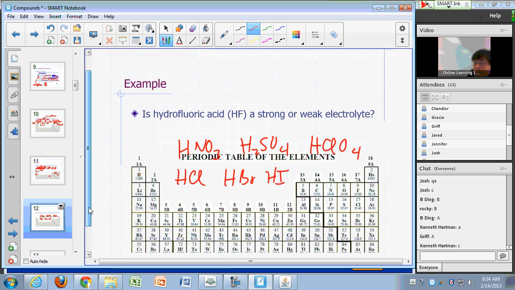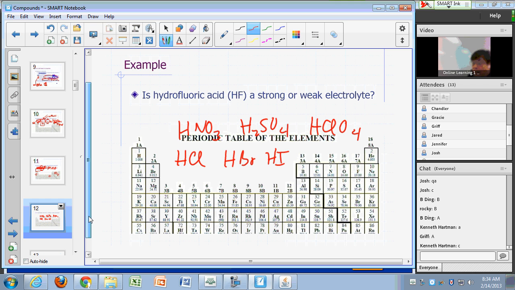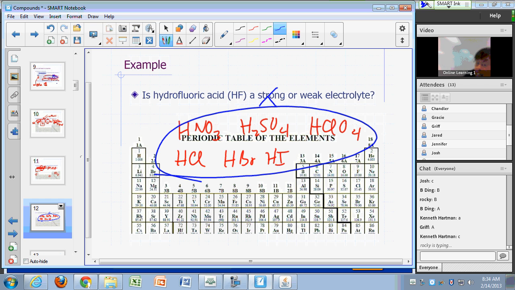So, it's an acid, so it's at least a weak electrolyte. It's not one of these 6. So, it's not a strong acid, it's a weak electrolyte. Okay? So, that's HF.